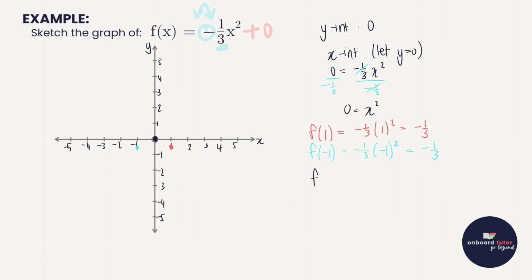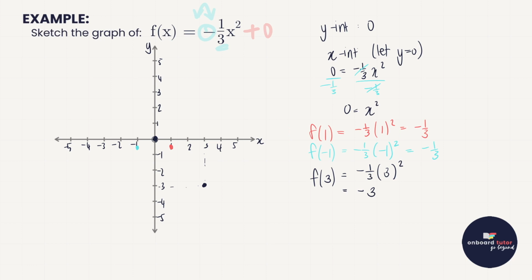Okay, so f of 3. In other words, when x is equal to 3, what does y equal? We are really using this function notation to our advantage here. So -1/3 times 3 squared. 3 squared gives me 9, and then 9 times -1/3 is going to be -3. So I can then plot that point, f of 3: when x is equal to 3, y is equal to -3. Let's plot a point there.